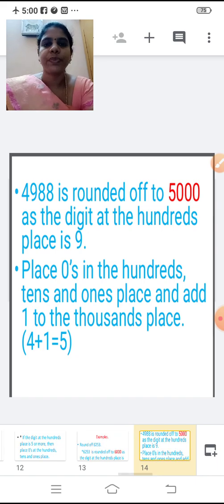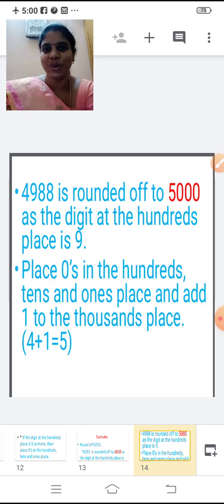Second example, 4,988. Round off this number to the nearest thousand and tell me the answer, children. What digit you have to see? You have to see the digit at the hundreds place, isn't it? What digit we are having in the hundreds place? 9. 9 is greater than 5, right? So if it is 5 or greater than 5, what you have to do? You are going to place zeros at the ones, tens and hundreds place, isn't it?